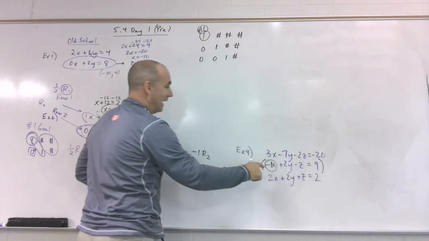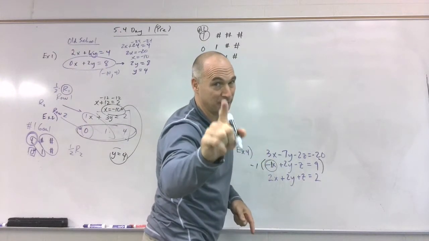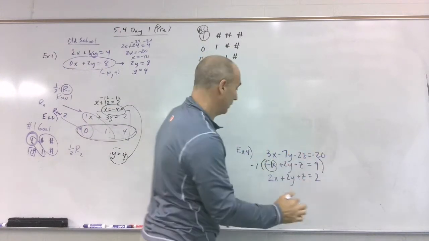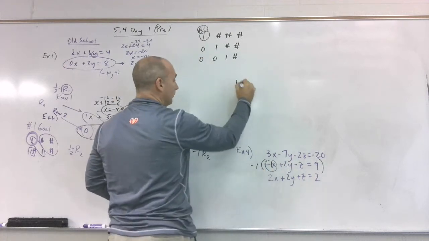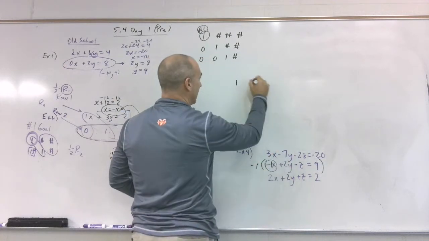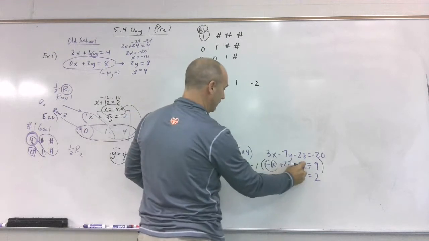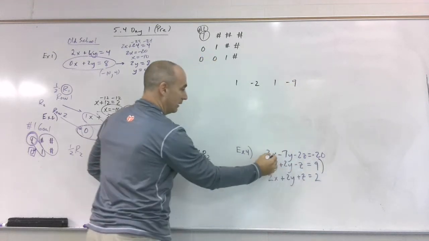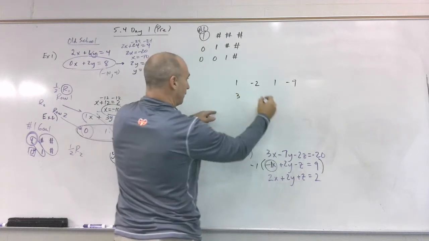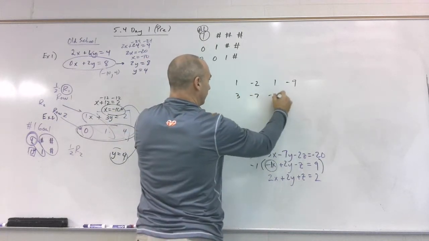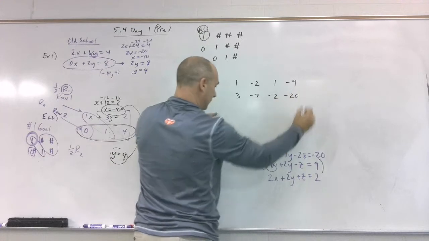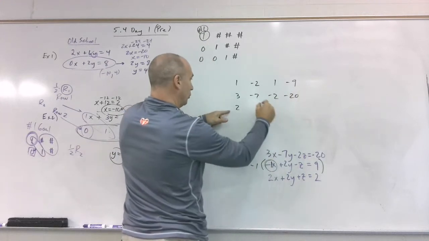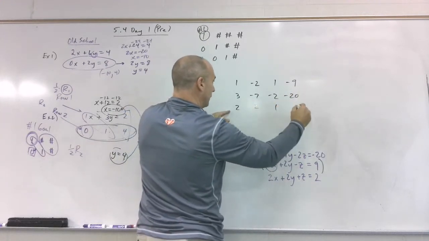So I'm going to take the letters off in one big swooping motion. So this times this is 1. This times this is -2. This times this would be a 1. This times this would be -9. Now I'm just going to put that below it. 3, -7, -2, -20. Then I got 2 and 2 and 1 and 2.